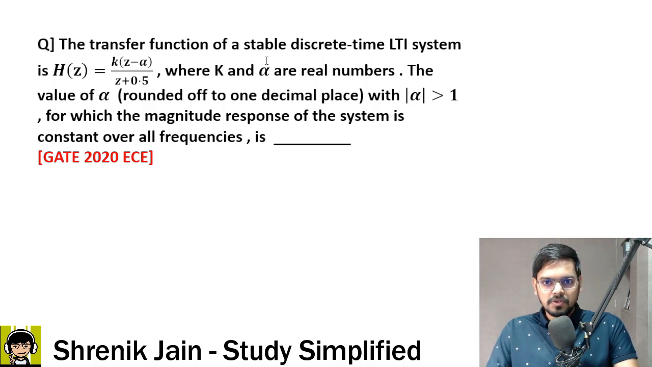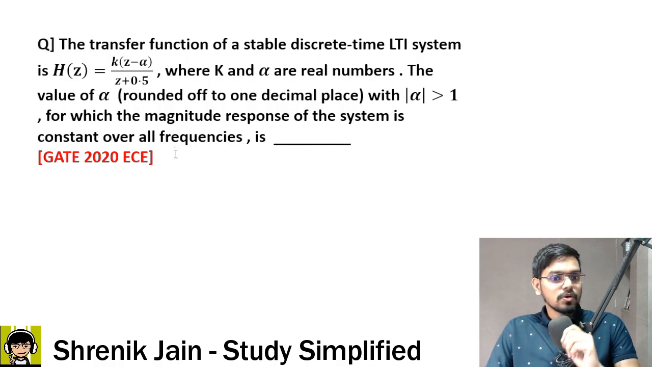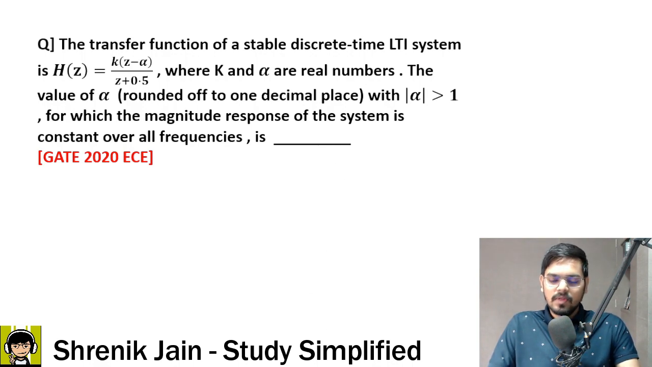The transfer function of a stable discrete time LTI system is H(z) = K times (z minus alpha) upon (z plus 0.5), where K and alpha are real numbers. The value of alpha, rounded off to one decimal place, with mod alpha greater than 1, for which the magnitude response of the system is constant over all frequencies is dash. This is a NAT 2 marker question. Try it out. Your time starts now.